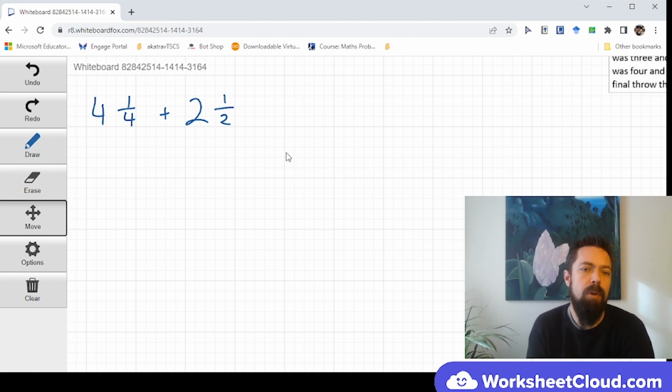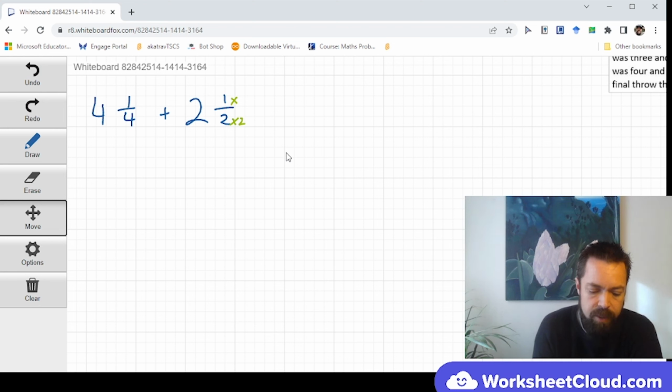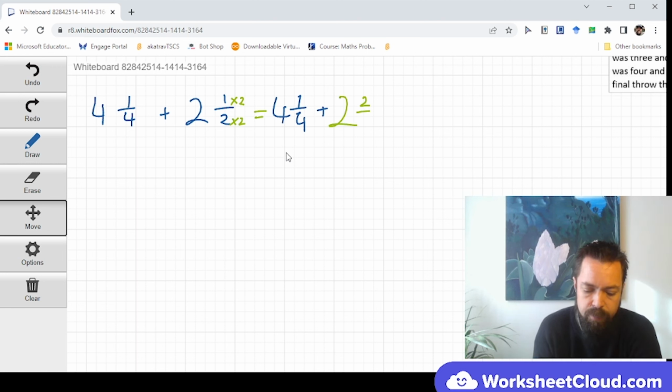Right, so I've got 4 1/4 plus 2 1/2. I need to make my denominators the same before I add them. So I'm going to do that by adjusting this one. I'm going to multiply the top and the bottom by 2. My first number stays unchanged. It is still 4 1/4. My second number, the whole number is still the same, but now it's 2 over 4.